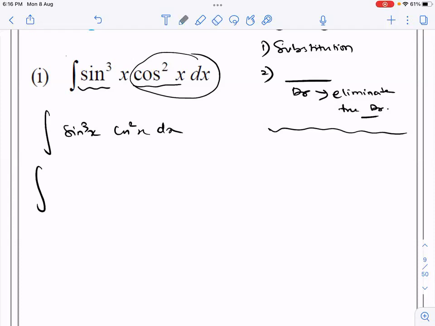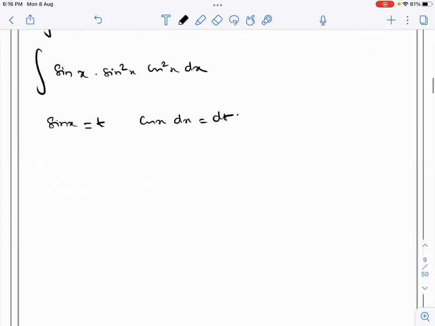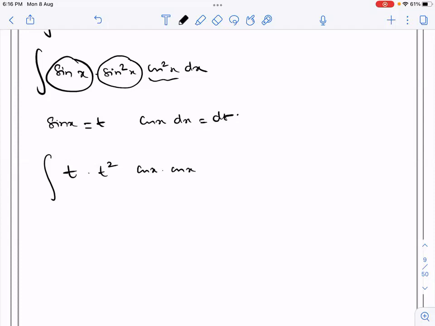So can we proceed like this itself? Integral of sin x into sin square x into cos square x dx. So what shall we do? We'll take sin x as t and then proceed. Sin x as t, then cos x dx should be equal to dt. You just need to do some manipulations and then proceed. So sin x t into sin square x is t square, into this cos square x, I can write it as cos x into cos x. Can I do that? Right? Cos x into, and you have this dx. But what is cos x into dx? Here also you have cos x into dx, which will be dt.